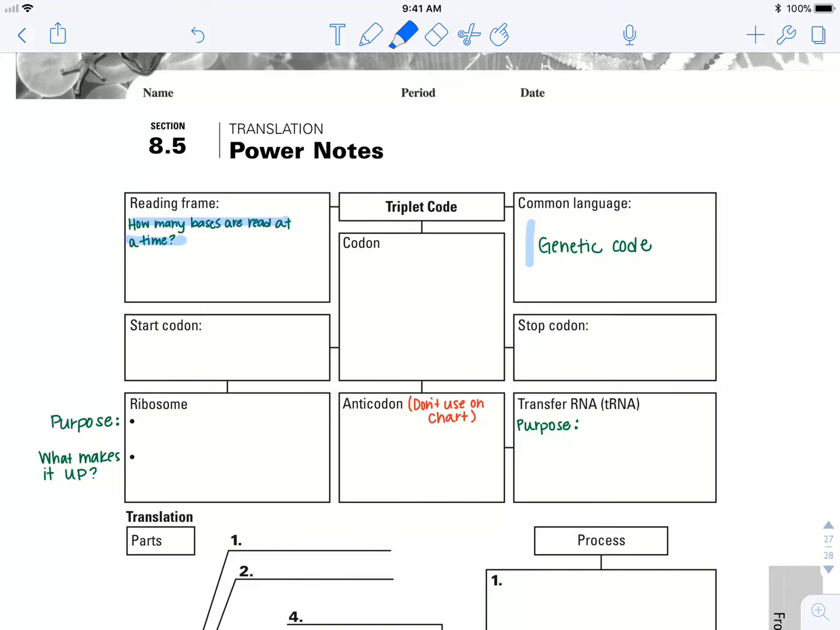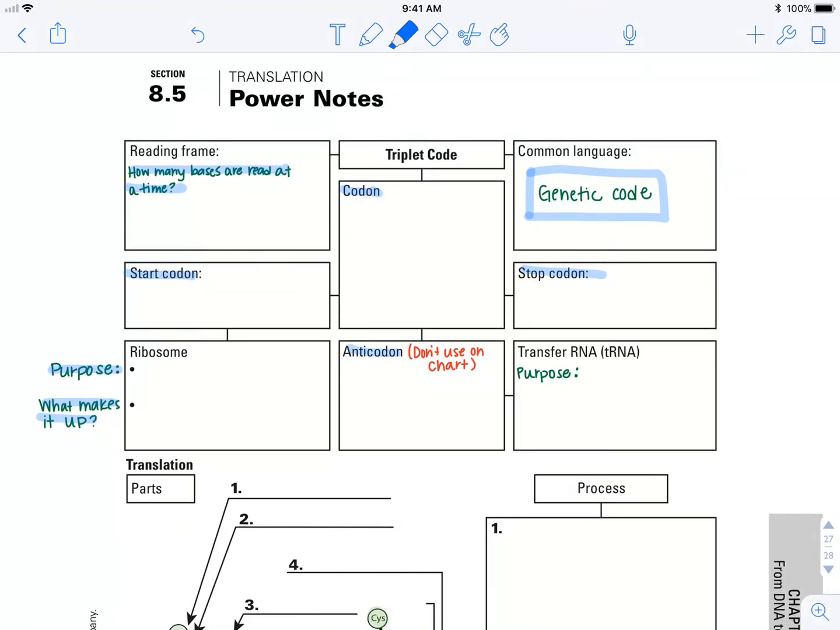The common language, all I want you to know is that the common language we're using is this idea of the genetic code. You don't have to write anything else in that box. You should describe what a codon is. Where is it found? What type of molecule? How many bases long is it? When do I need to use it? You should know what the start and stop codons are. We talked about those on Friday. They're in your notes. For the ribosome, there's 2 bullet points. One, I want to know what the purpose of a ribosome is and what makes up a ribosome. We talked about that briefly.